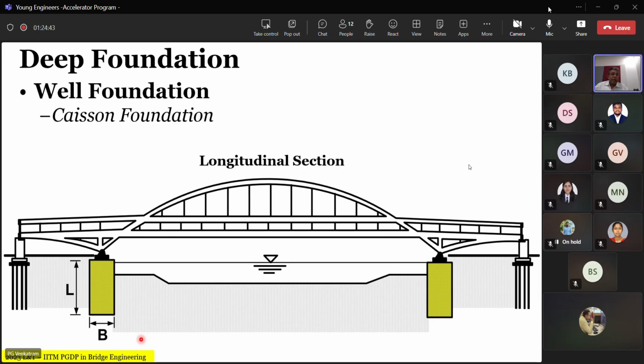The depth to diameter ratio should be more, should be very large. That is how the criteria will be. You cannot have 1:1.5, 1:2, or 1:1. It has to be much more than that.